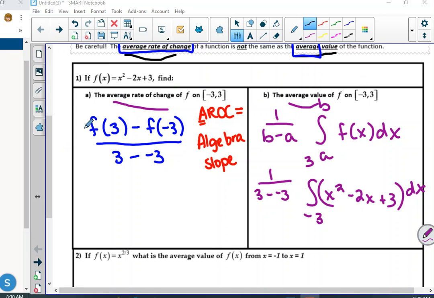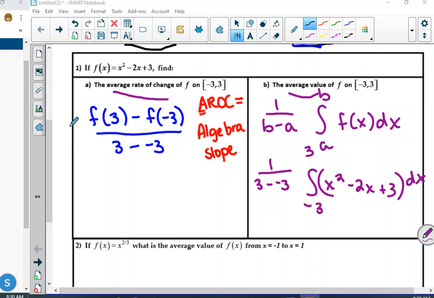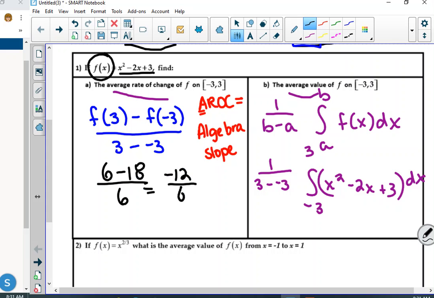Now, thanks to the magic of video, I was able to pause there and go find my key to make sure that my arithmetic is going to be correct. All right. So I'm not going to show all the steps. You should be able to crunch out the arithmetic of f of 3 and f of -3 into the f of x function. And so we should end up with 6 minus 18 over 6, or -12 over 6, or -2.